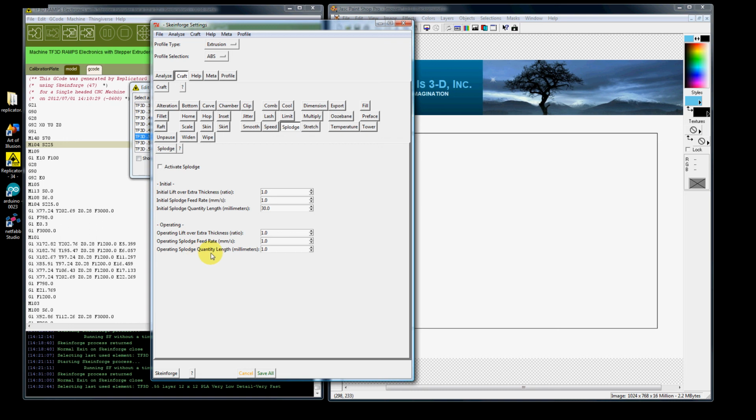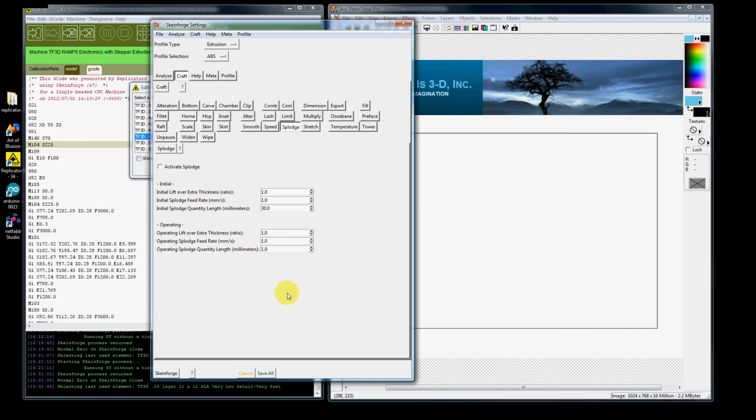And operating Splodge quantity length in millimeters defines the quantity length of extra extrusion at the operating feed rate that will be added for the next threads. If you do not want or need Splodge during print, set this to 0.